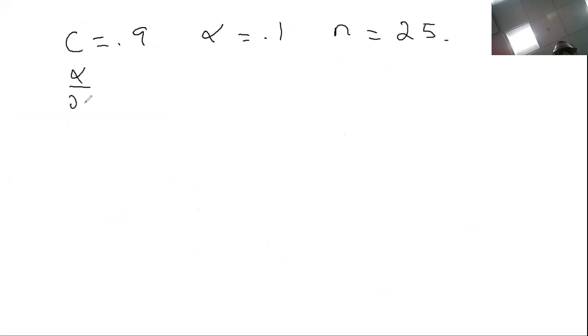So alpha over 2 will be what? If alpha equals 0.1, what is alpha over 2? 0.05. And what is 1 minus alpha over 2? 0.95. This is the first step. Hope we can all do this.